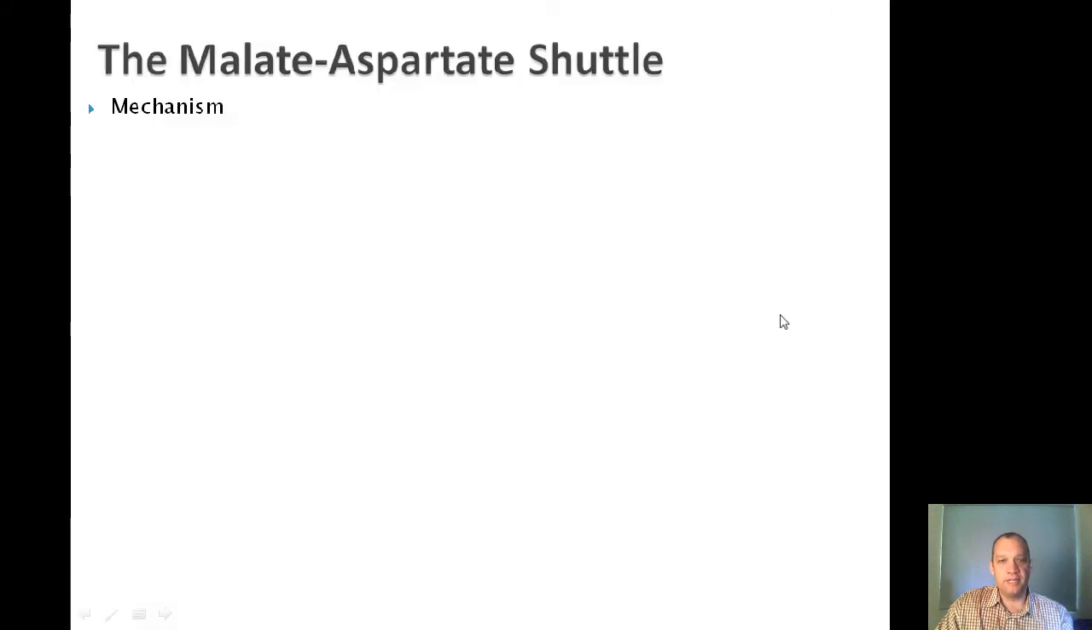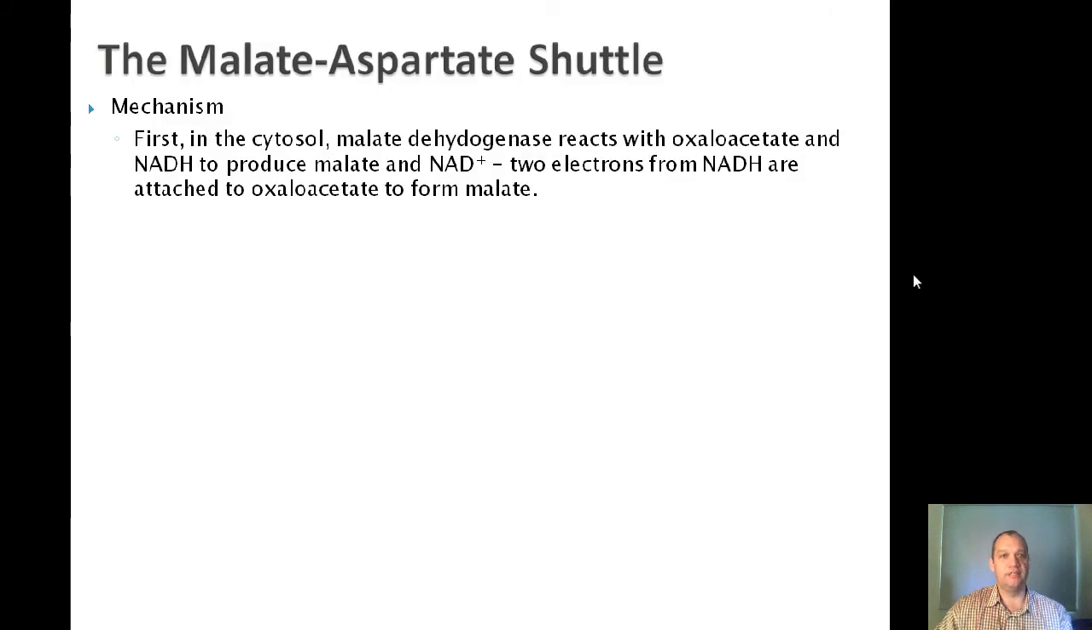So then to the mechanism, and we'll come back to the image after that. First, in the cytosol, malate dehydrogenase reacts with oxaloacetate and NADH, and that produces malate and NAD+. So the two electrons from the NADH that was formed in glycolysis are attached to oxaloacetate to form malate.